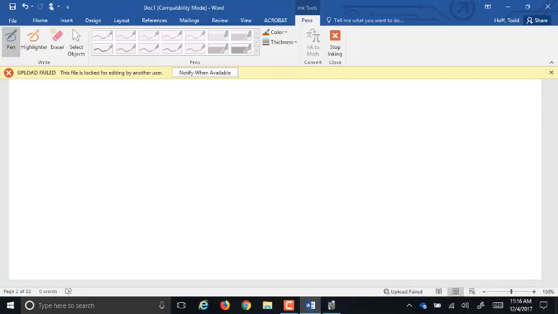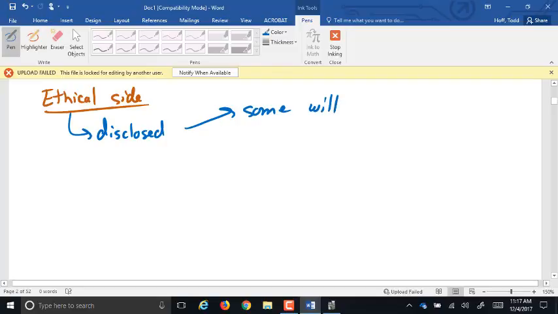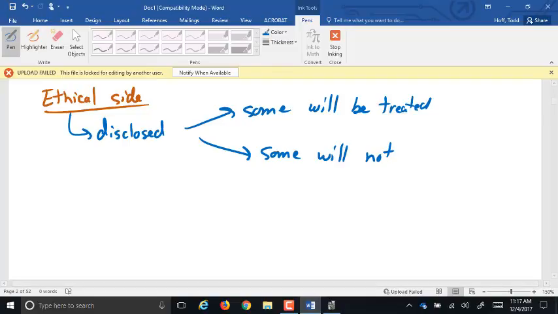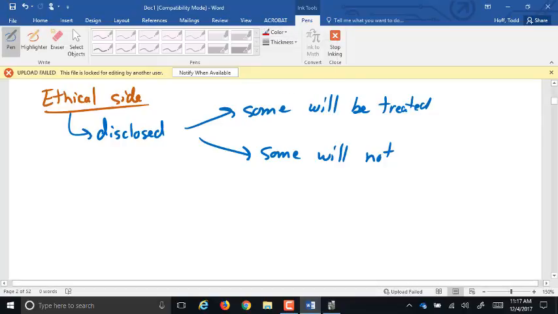Now, from the ethical side, it is disclosed to them before the treatment that some will receive treatment and some will not. And that they will not know which was which until after the study is concluded. They will be told at some point, but not until after the study is concluded. So they know going in that they're not necessarily guaranteed to be getting the treatment.